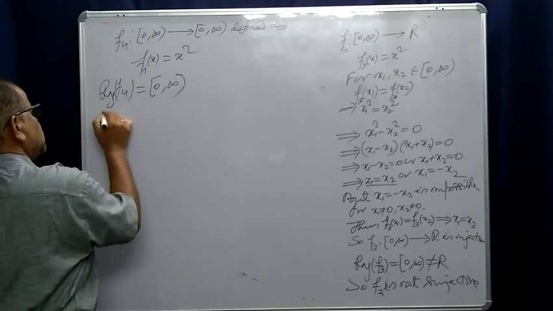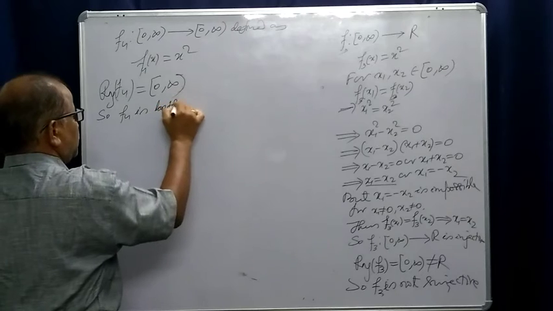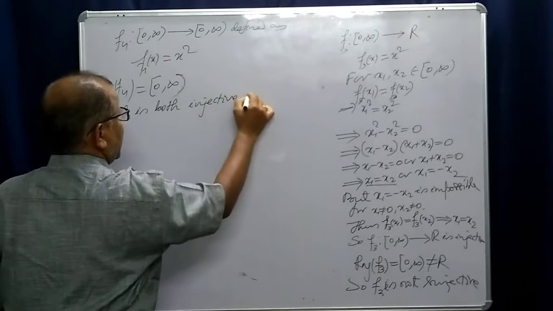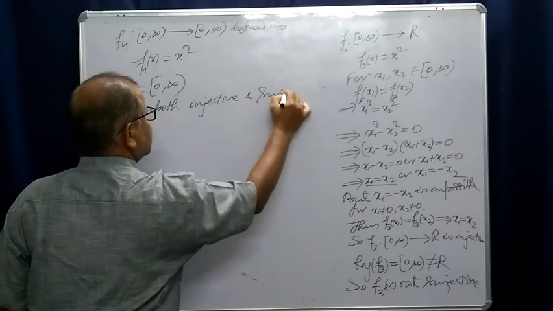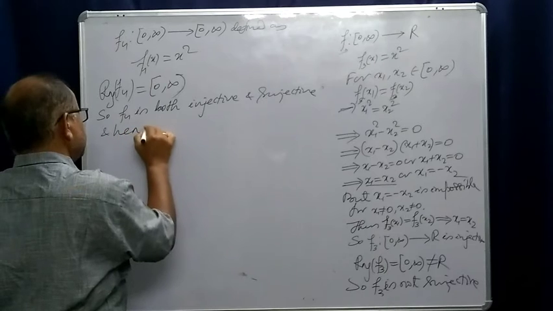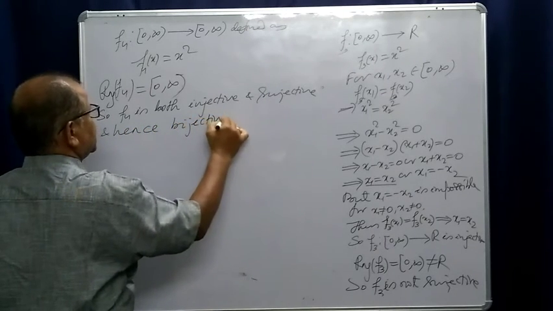So f4 is both injective and surjective, and hence bijective.